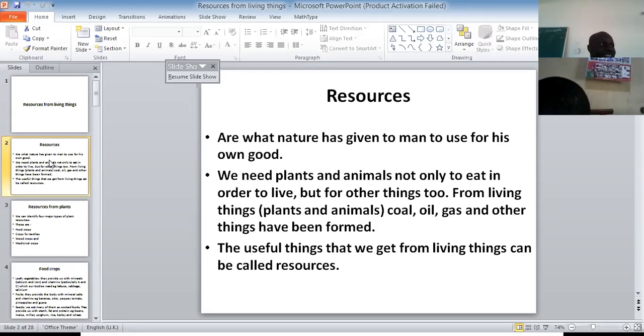I want to repeat that. Resources are what nature has given to man to use for his own good. That's the definition of resources. Full stop.